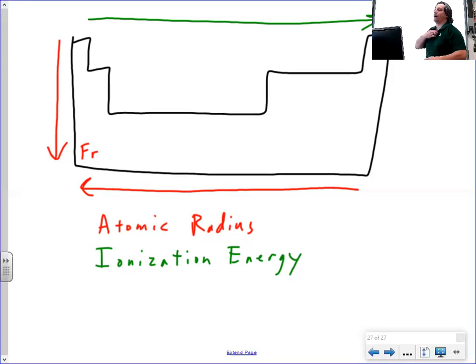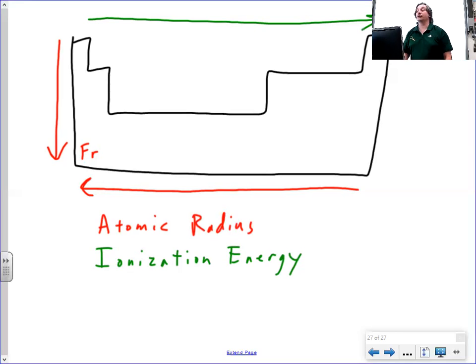Now we also have to think about what's holding those electrons in, the nucleus. As you have more positive things, you're going to hold those electrons a little bit tighter. The protons hold the electrons in, and as the electrons get farther away, it's easier to pull them away from the nucleus.